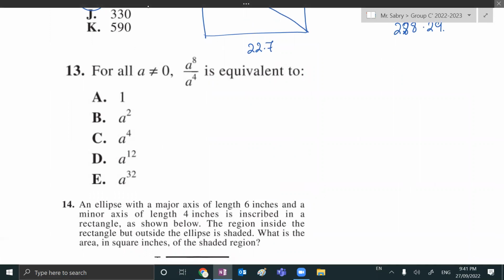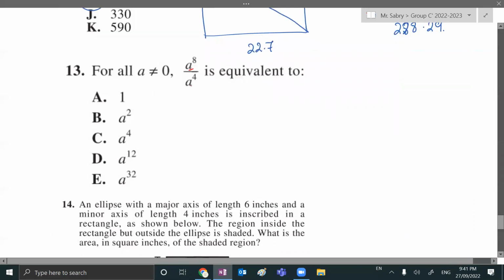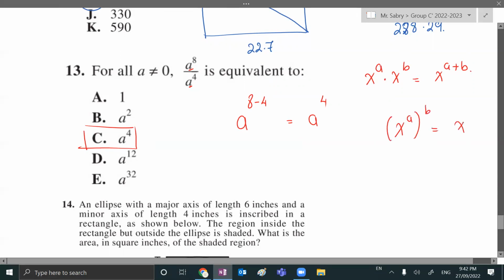Generally speaking, whenever we have two things that are divided by each other and both have the same bases, we actually subtract the powers. So this will become a, but to the power of 8 minus 4, which then will make it a to the power of 4. That's it. That's your answer. Generally, if we have the two things with the same base but they're multiplied, we're supposed to add the powers. And if we have something with the base with a power and then another power over it, we're supposed to multiply the powers. Yes, Carla, please ask it.